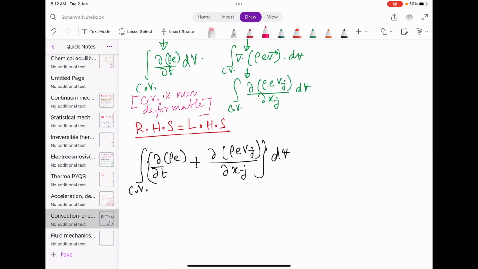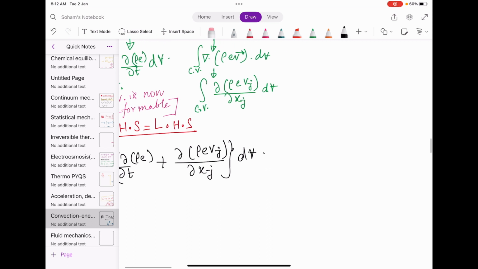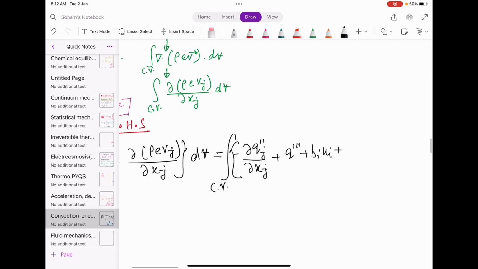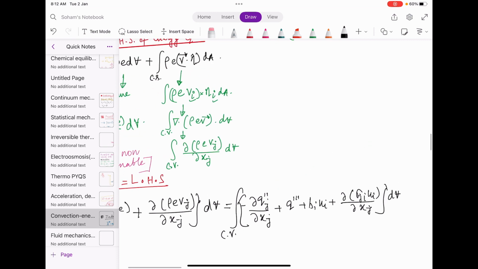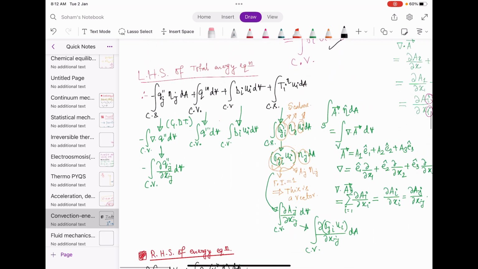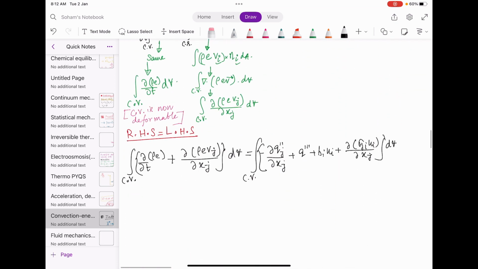So now this is our one side, and the other side is again all under the same integration sign. So this was minus ∂q_j/∂x_j, plus q triple dash plus ρ b_i u_i plus ∂(σ_ji u_i)/∂x_j, dV. Just let me see whether I have written all the terms correctly. I have included this and this.